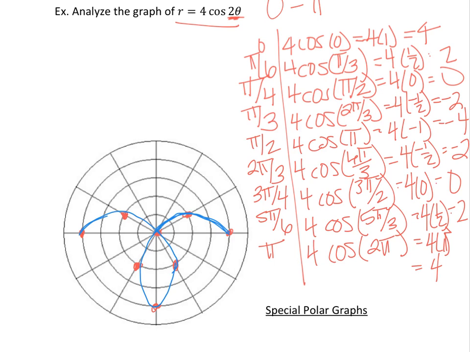Okay, I know it was a cosine equation. I know it has polar axis symmetry. All I have to do is reflect what's on top onto the bottom, and what's on the bottom onto the top. So it takes a little bit of the work out of it.